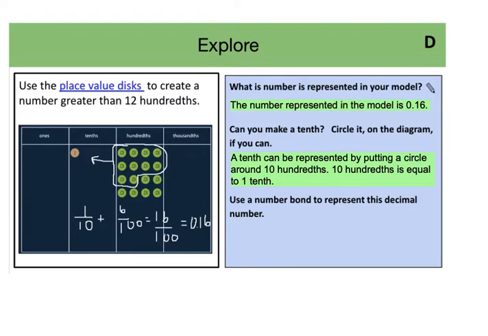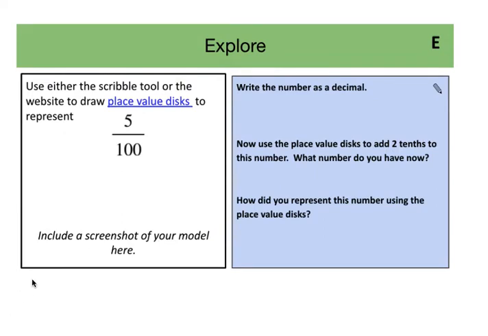And then it wants us to use a number bond to represent this decimal number. So our decimal number is right here, 0.16, again read as 16 hundredths. And I can break it apart into 1/10 because I have a 1 in the tenths place and I have a 6 in the hundredths place. So I can break it apart as 1/10 and 6 hundredths. Let's go take a look at another problem. Let's go on to the next slide, slide E.